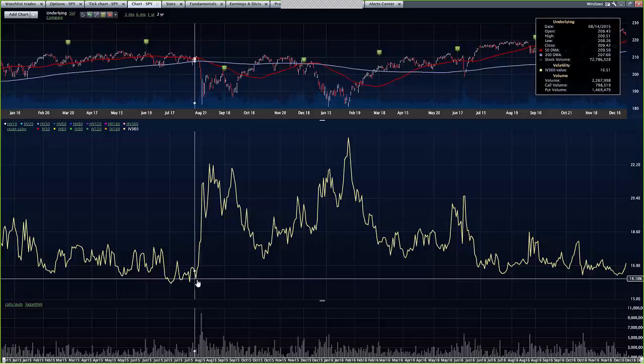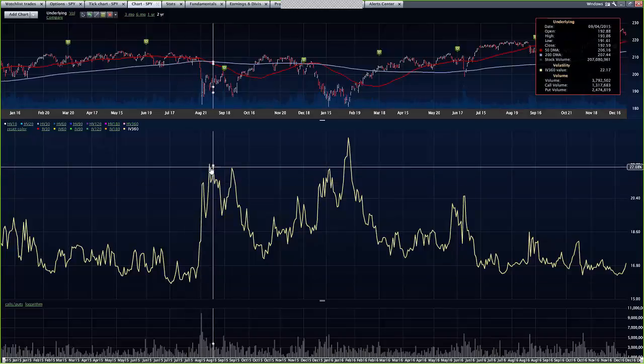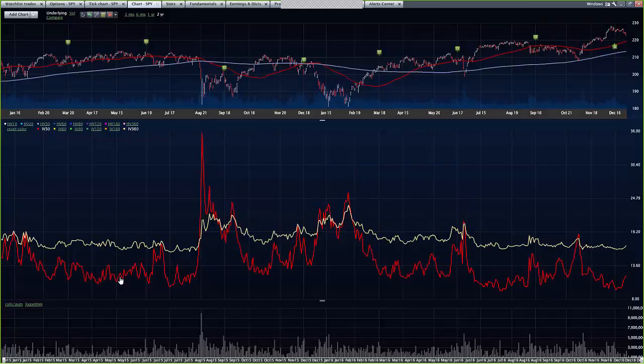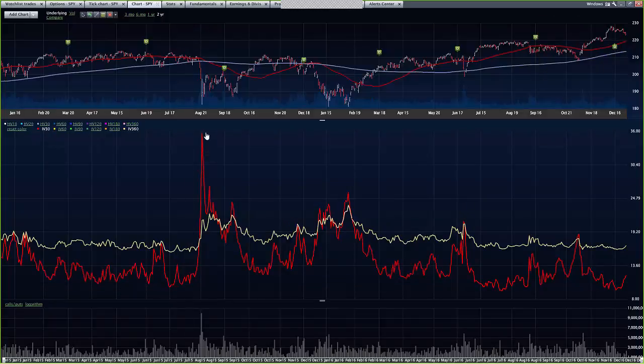We went from 15, 16 over here up to 21, 22. Now, that's a huge move for 360-day IV. If you take a look at what happened with the 30-day volatility, we went from 10 to 36, right? That's what hurts so badly.